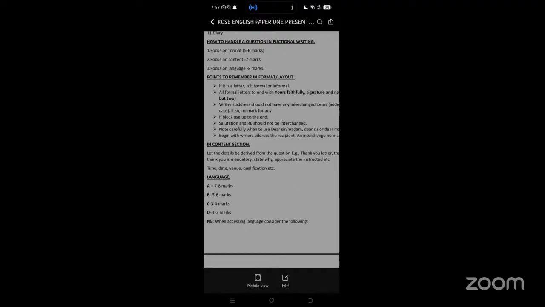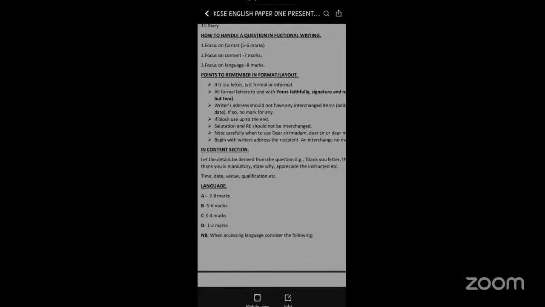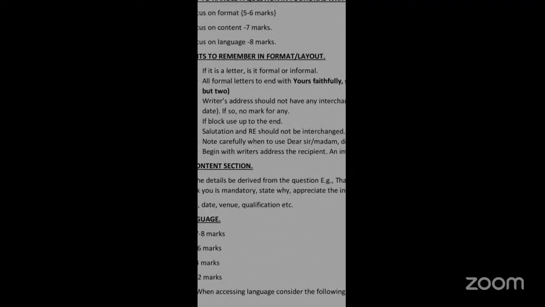Hiyo ingine ni ile indented, we call it indented. Ni ile yenye address iko on the right. Kuna address iko pale juu on the right. Na hii ingine ya receiver iko on the left. So those are the two different. But if block, we are saying, if block, use that to the end. Usimix. Ati sasa una mix hiyo ya right and left and then una mix huko katikati. Kama ni block, unatumia block throughout.